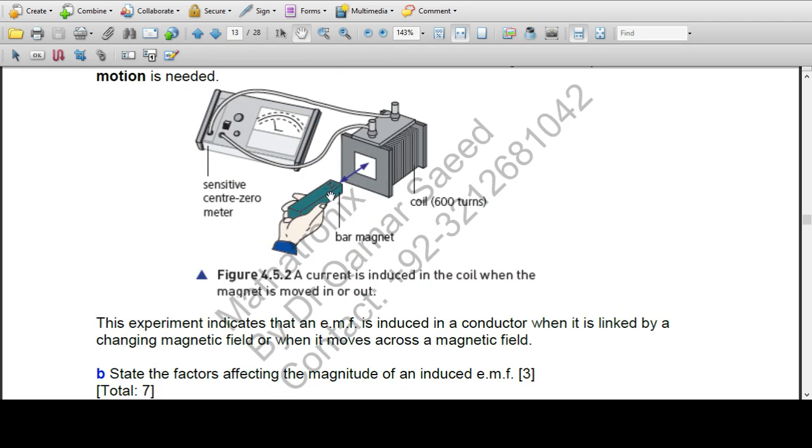The strength of the magnet, the relative motion between this coil and the bar, and the number of turns of the coil.